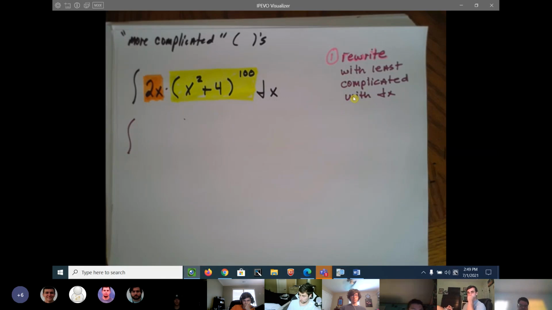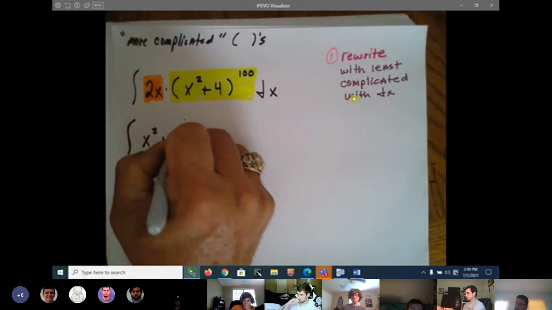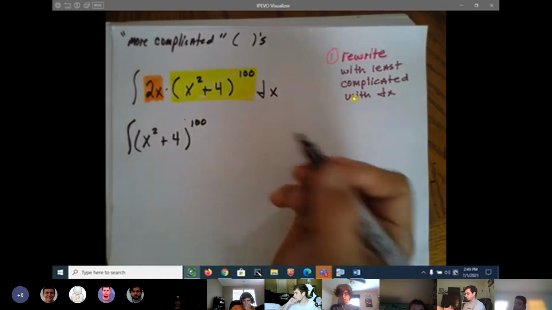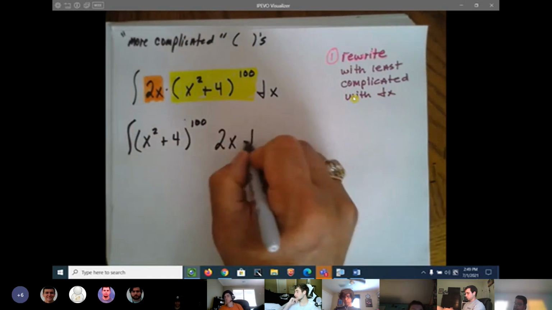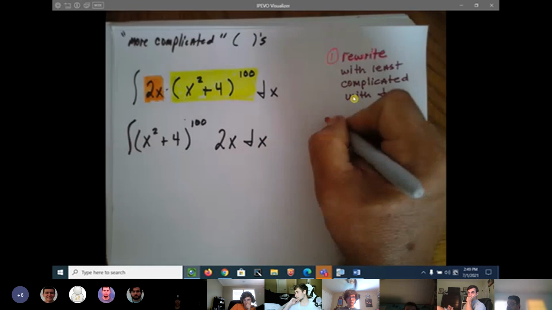x squared plus 4 to the 100th power, 2x dx. Okay, now I've rewritten it. Now what are you going to do? Well, I'm going to put this in red, even though this red pen is about shot. This is the most important part.